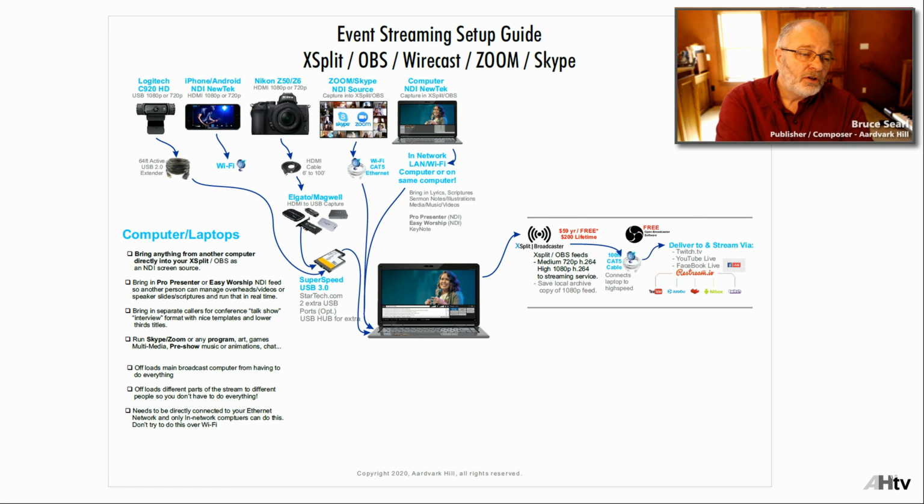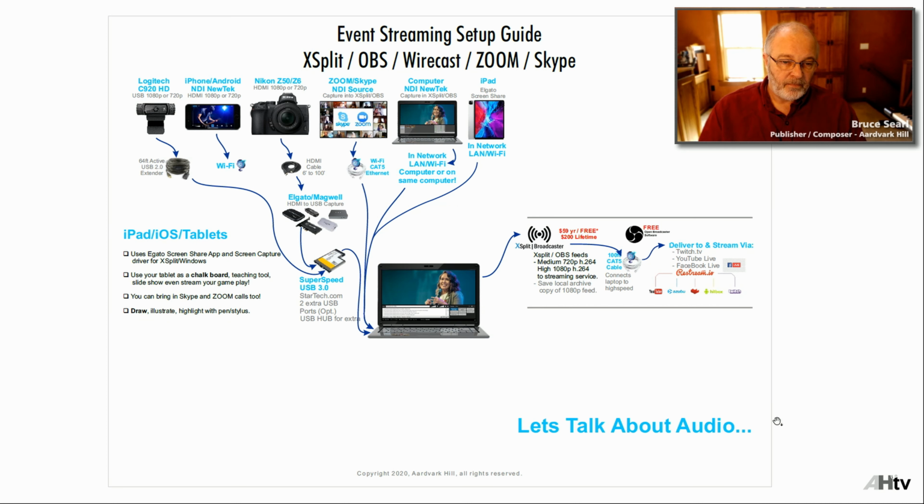Really cool. So you can bring anything in from another computer directly into your XSplit or OBS as an NDI screen source. Bring in ProPresenter, EasyWorship. Bring in separate callers, conference calls, talk shows, interviews, pastor question and answer stuff. You could do that. You can offload to other computers and then bring that in, or you can do it all in the same thing. It's very flexible. You just want to have good connectivity.